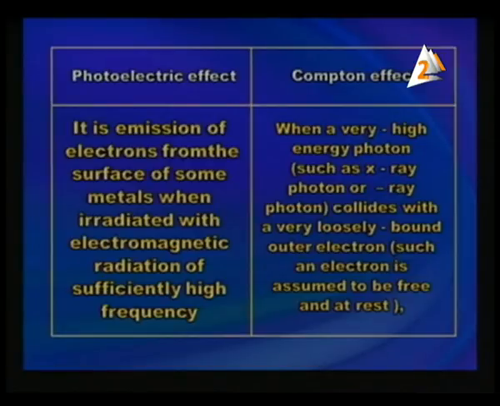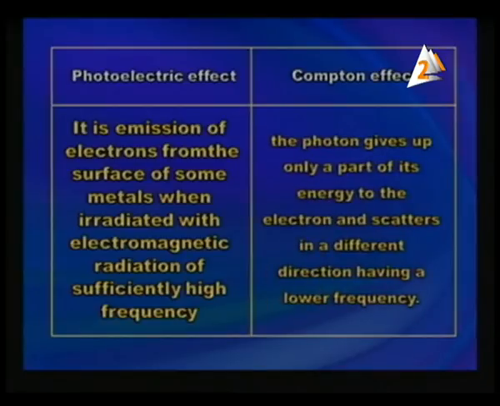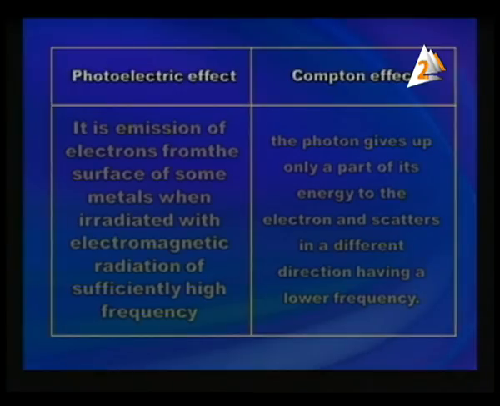When a very high energy photon such as an X-ray or gamma ray collides with a very loosely bound outer electron, such an electron is assumed to be free and at rest. What happens? The photon gives up only a part of its energy to the electron and scatters in a different direction, having a lower frequency. So this was about the definition of each one of them.